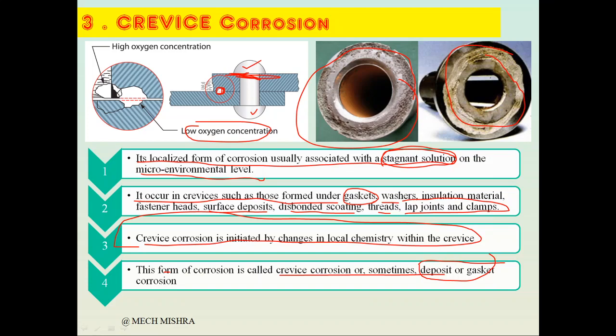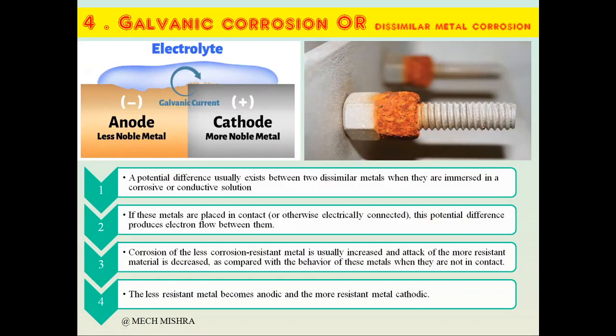This can be prevented by proper design. We have to design equipment and our facility properly to avoid this type of crevice corrosion, so that crevices are not formed in our system. So this can be prevented by that. Now we will move ahead to our next form.